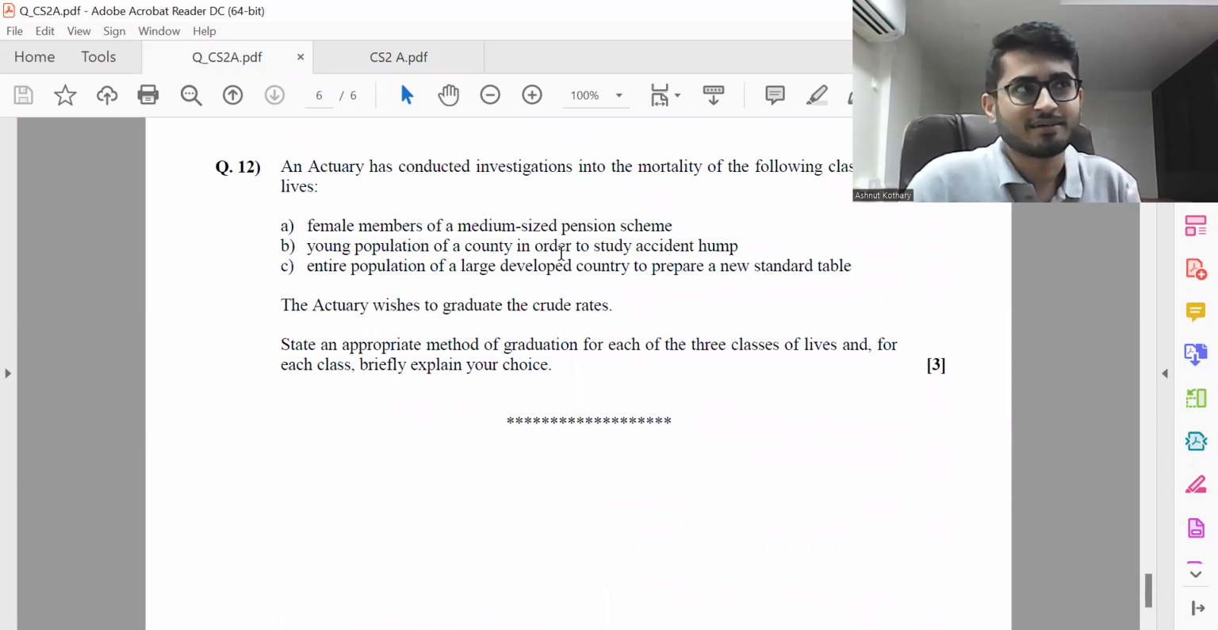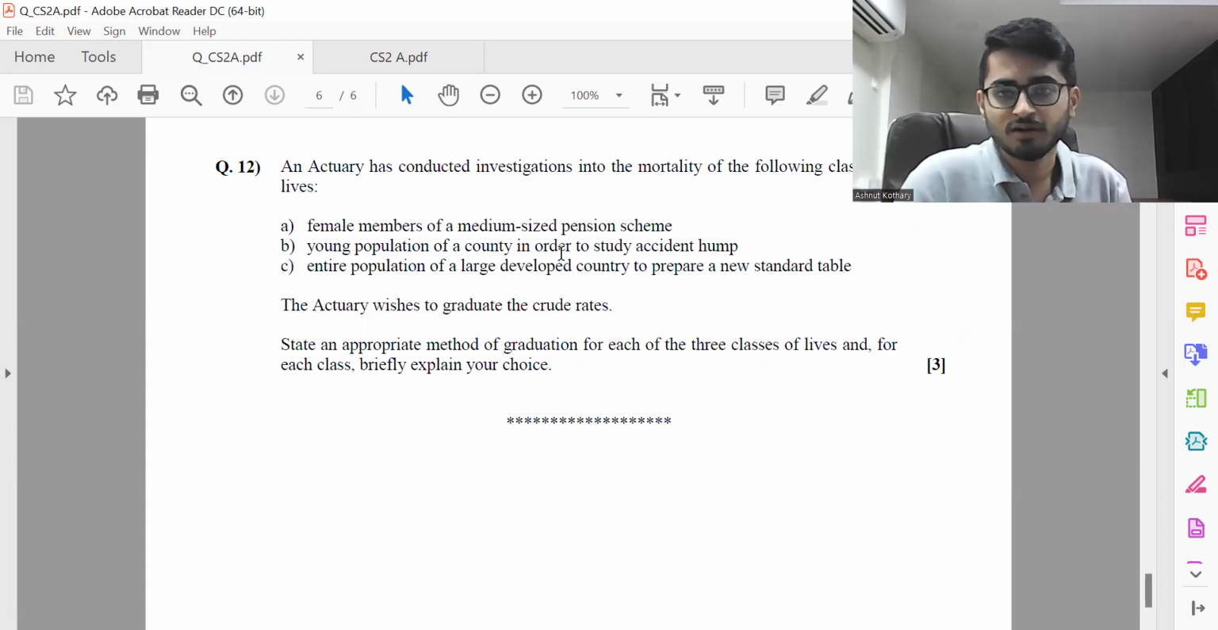We had parametric, graphical, standard table, and then we had using splines. Correct, right? We need to use splines, wherein the data set is divided into different sections, and for each section we use a particular, let's say, polynomial or any other formula to graduate it. So it's of 3 marks.